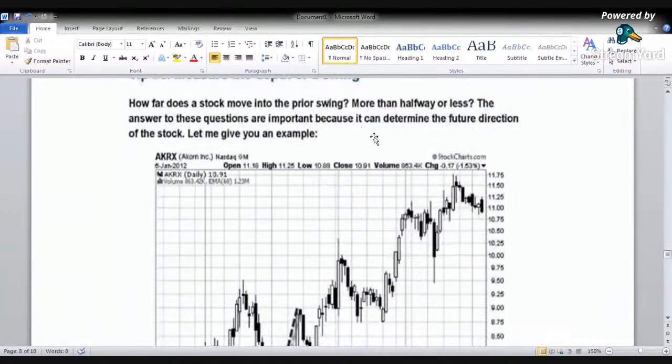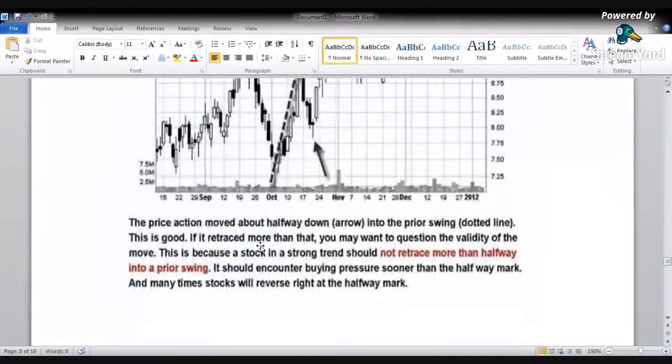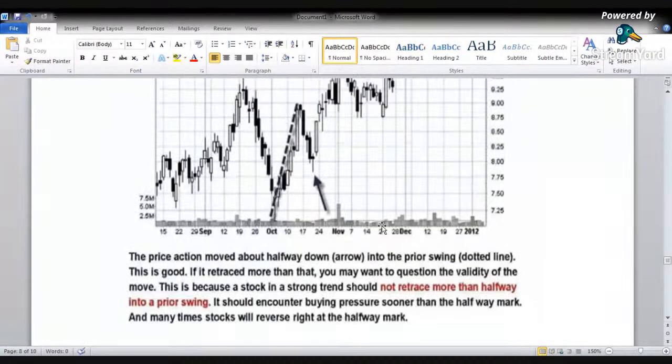So if it is more than half of the retracement, so this is the retracement. If it is more than half, you do not need to enter in that area because the momentum is now going down. Okay, the price action moves above halfway down the arrow. So this is the arrow into the prior swing. This is the dotted line. This is the swing, one swing. If it retraces more than that, you want to question the probability of the move. So if you retrace more than half, it is questionable. So meaning the sellers are still not there.